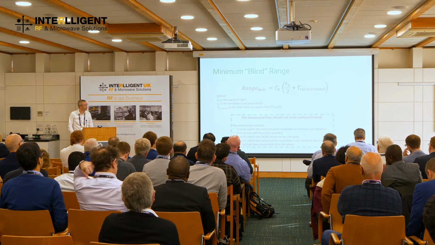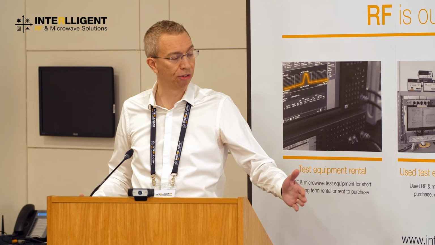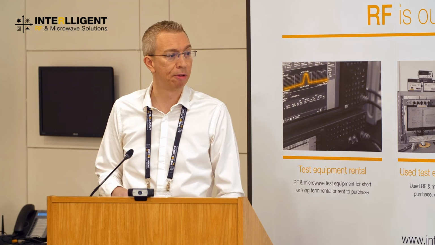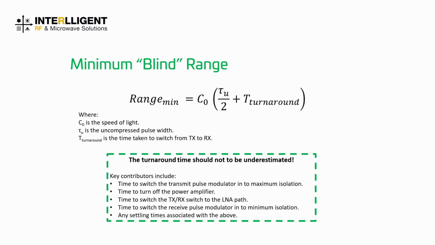So minimum blind range, this is an important one as well. We were doing measurements in a relatively constrained environment, and so it's quite important that we're able to measure targets at short ranges. That's primarily a function of the uncompressed pulse width and the turnaround time of our system. Turnaround time effectively is the time to turn our transmit pulse modulator into a high isolation state, to turn off the PA, to switch our TX-RX switch to the LNA path, to turn off a receive pulse modulator if there's one in there, and any settling times and propagation delays associated with all of those.